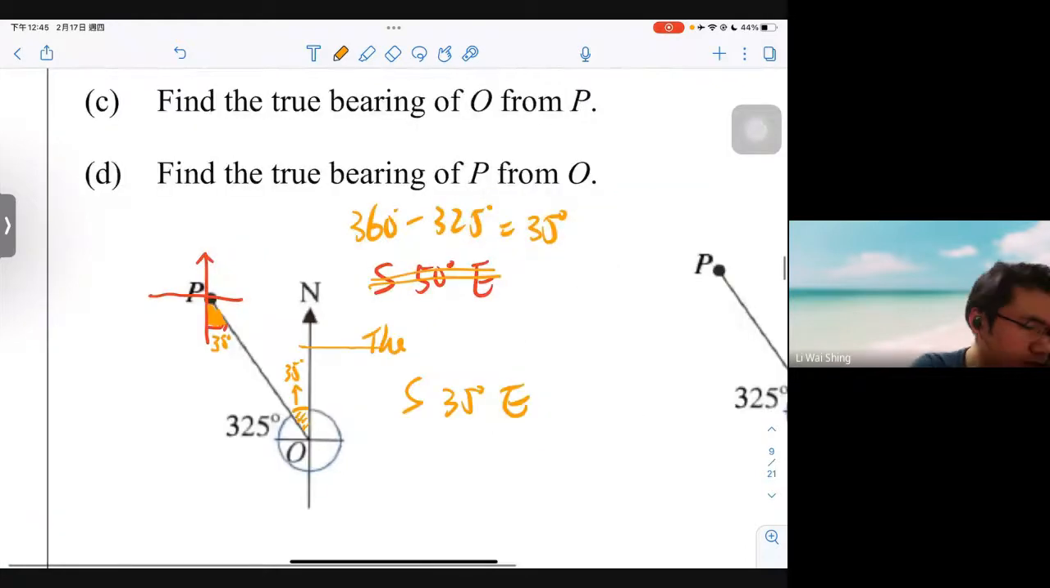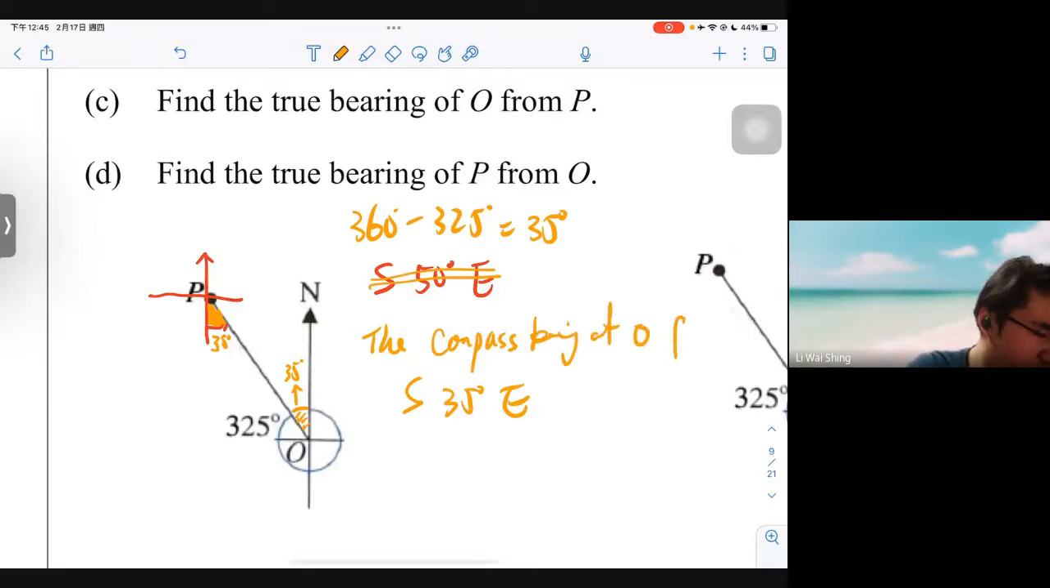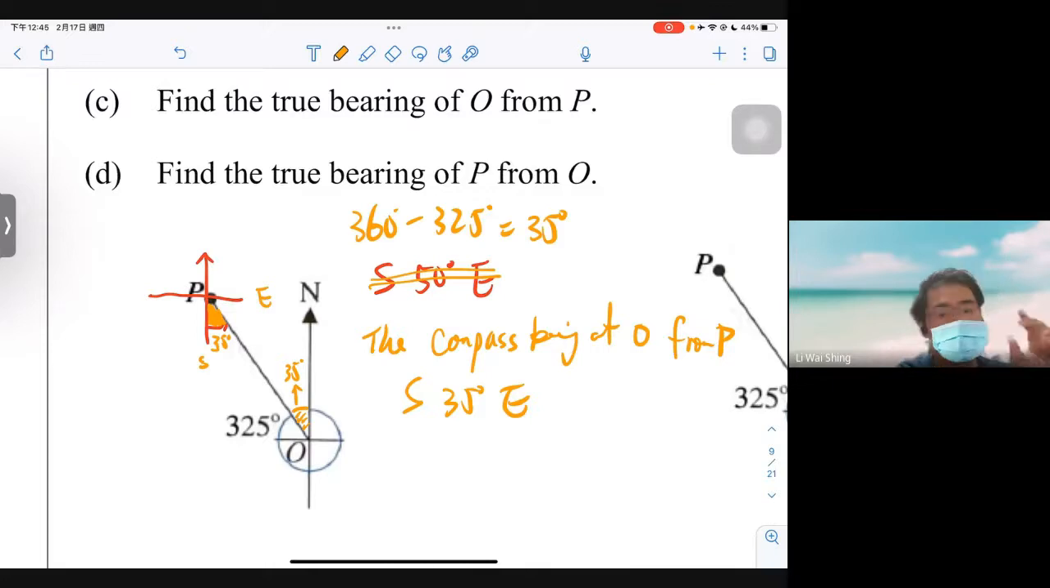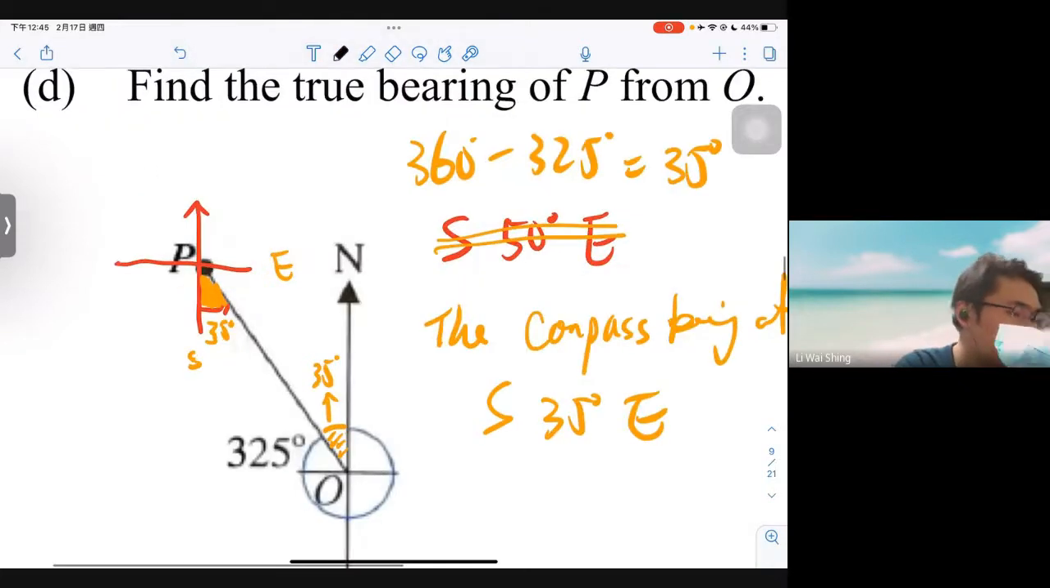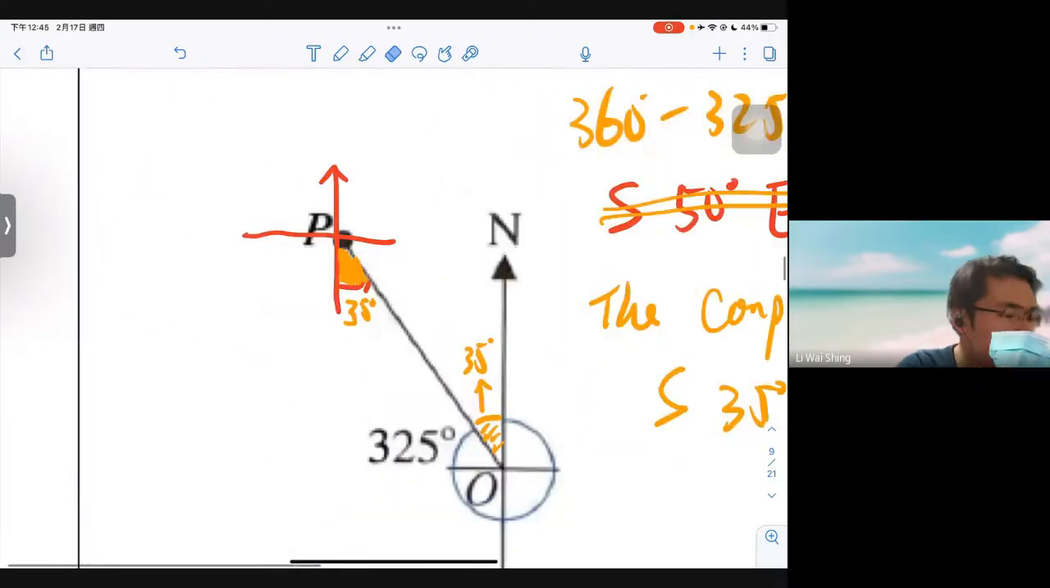All right, so the compass bearing of O from P. So you start with south and look towards east. You want to find this angle, so you find this angle. But during the conversation, did you notice one thing? It's hard for you to mention the angle. 係咪好難講啊？嗰隻角咧，呢隻角咧，嗰隻角。All right. So in order to make our life easier, maybe we can use some symbols to identify the angle. How to mention that angle?